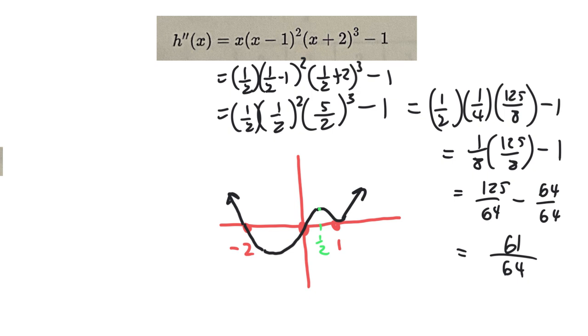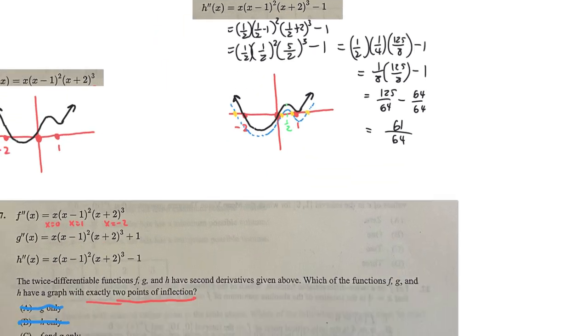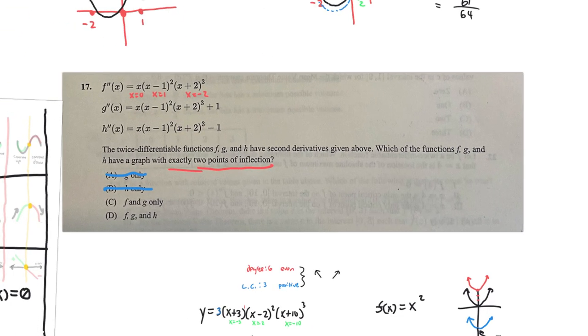So there is no question that upon moving this graph down 1 unit, it ended up in a situation where there was still this positive stuff happening there, and therefore, lo and behold, 1 point of inflection, 2 points of inflection, 3 points of inflection, 4 points of inflection. So H double prime is not included in the answer.